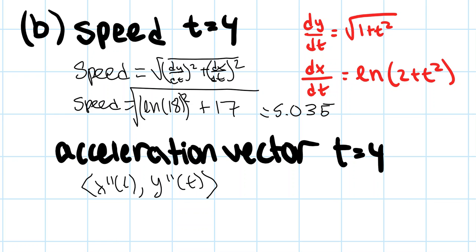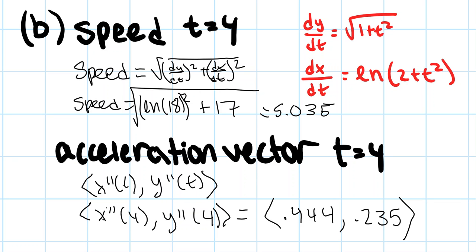Now we move on to acceleration. Again, we're looking at the same dy/dt and dx/dt. We just need to find the second derivative of x and the second derivative of y with respect to t. That will simply be our acceleration vector, and we plug in 4 for t. That concludes part B, finding the speed and acceleration at time t equals 4.